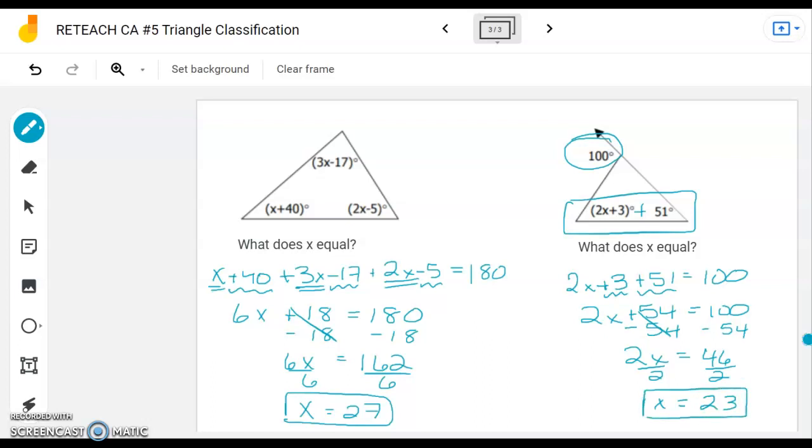Okay, so now you're going to try the triangle classification and angles on your own. Only the last sets of questions count. Okay, so the last set of questions are the ones that are counting as the retest. Good luck.